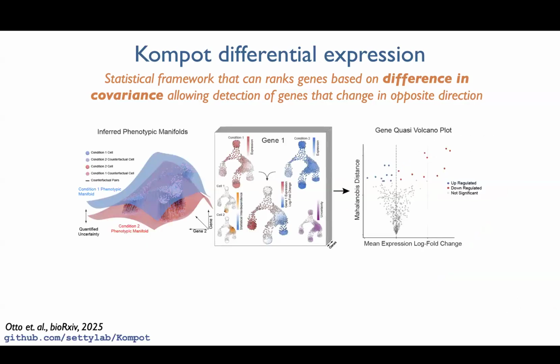Okay, so this also allows us to do these kinds of pseudo quasi volcano plots where the x-axis is the mean fold change, and the y-axis is this metric that tells you whether this gene has significant covariance difference between the two conditions. And why we did this hopefully becomes informative in the next slide.